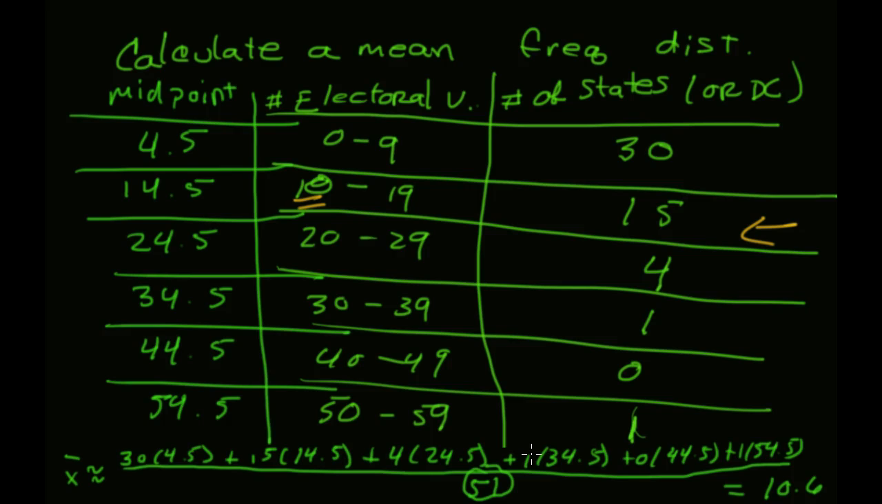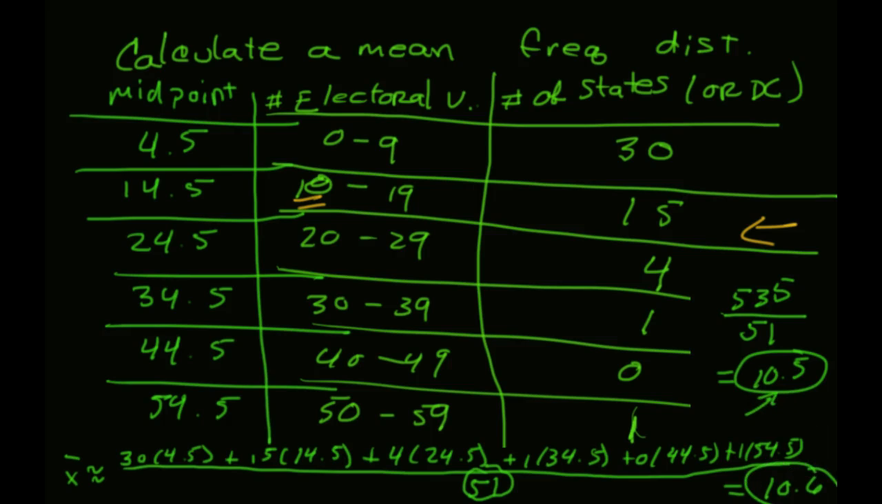How good is that estimate? Well, let me carve out a little piece of space here to do a little bit of calculating. There are 535 members of the Electoral College being divided by 51 states and the District of Columbia. And that number comes out as 10.5 if you do the actual mean. So 10.6 is really close to that. This is a pretty good indicator. It's a pretty good estimate.